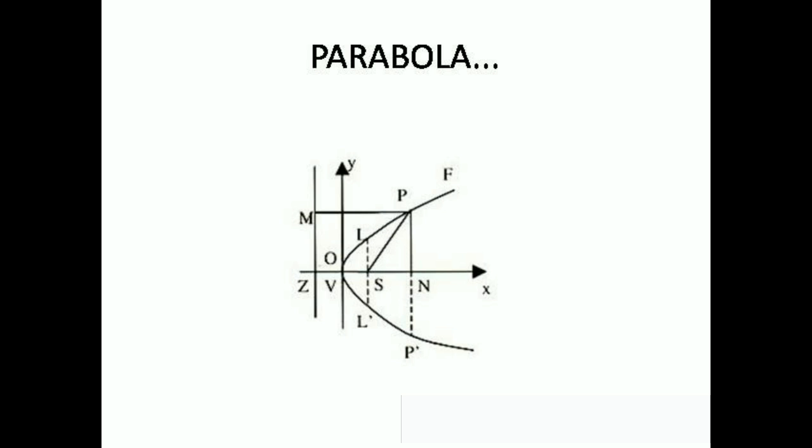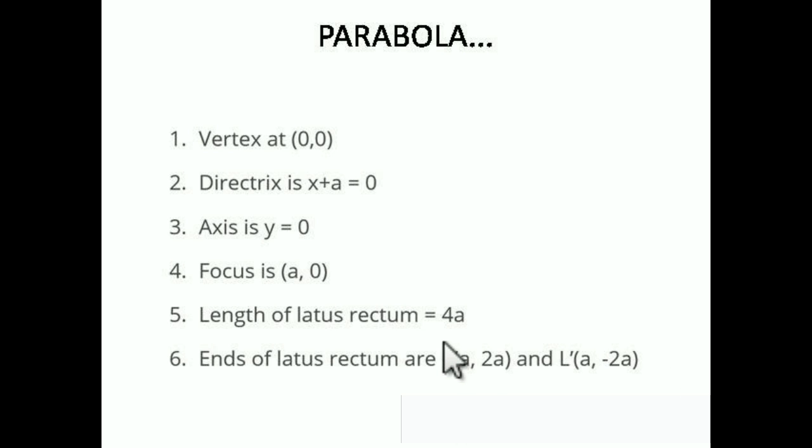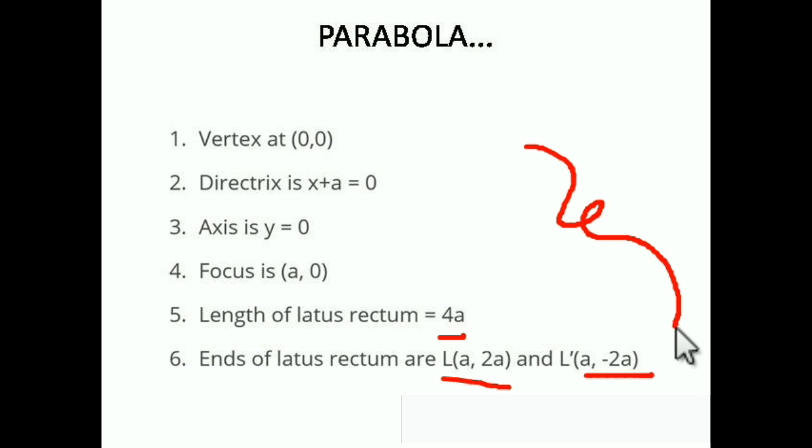So that is how the length of the latus rectum is defined, that is 4a, and the endpoints are (a, 2a) and (a, -2a). You just have to remember this, and keep the changes in mind according to the 4 different parabolas. Okay, so this is all we need for the boards, in the regular exams.